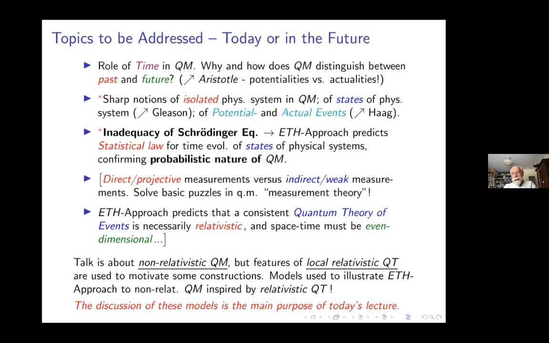I will, however, focus today on introducing sharp notions of what an isolated physical system is in quantum mechanics. I will then discuss what states are of physical systems. This is related to Gleason's theorem. And then I will introduce notions of potential and actual events, to some extent following ideas that the late Rudolf Haag always propagated. I will explain why the Schrödinger equation is inadequate in describing the time evolution of states in quantum mechanics, and I will replace it by a statistical law for the time evolution of states, which will be in accordance with the probabilistic nature of quantum mechanics.